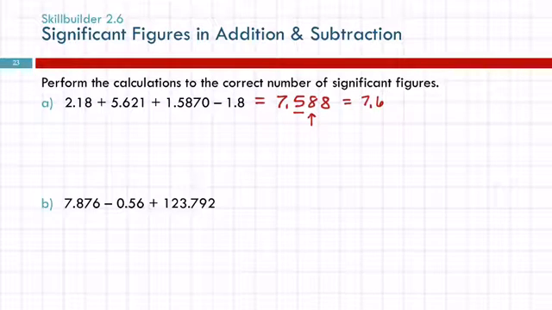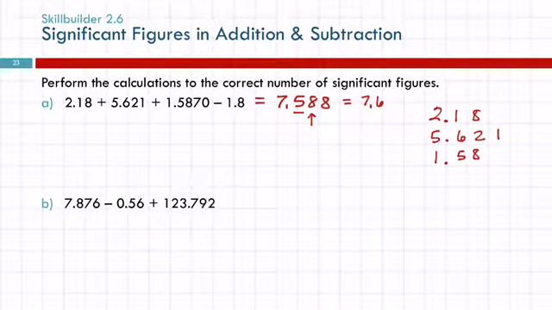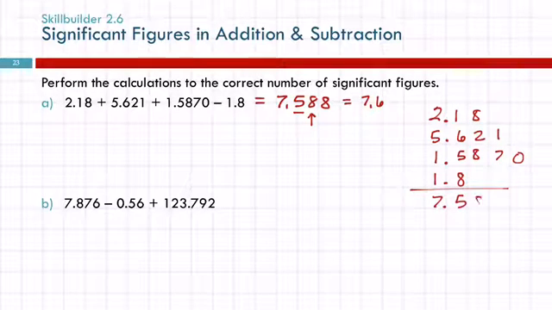Let's look at that stacked up. 2.18, 5.621, 1.5870, and 1.8. Now this is mixed adding and subtracting, so you would not stack it like this to do it without a calculator. But we're just stacking it so we can look at the significant figures. And then I'm going to write the answer down here. Because counting decimal places works for some people, but it doesn't make sense to everybody.